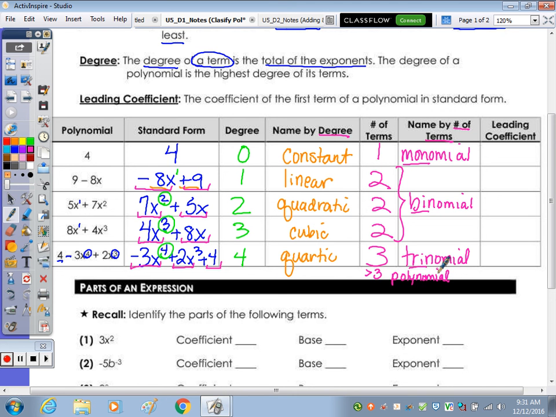Leading coefficient. Well, we have no leading coefficient in the first one, as it's the coefficient of the first term of a polynomial that's in standard form. So our leading coefficient here is going to be the negative 8, here 7, here 4, here negative 3. So that term right in the front. So negative, or that coefficient of the term, 7, 4, negative 3. So down below, we're going to look at the parts of an expression.